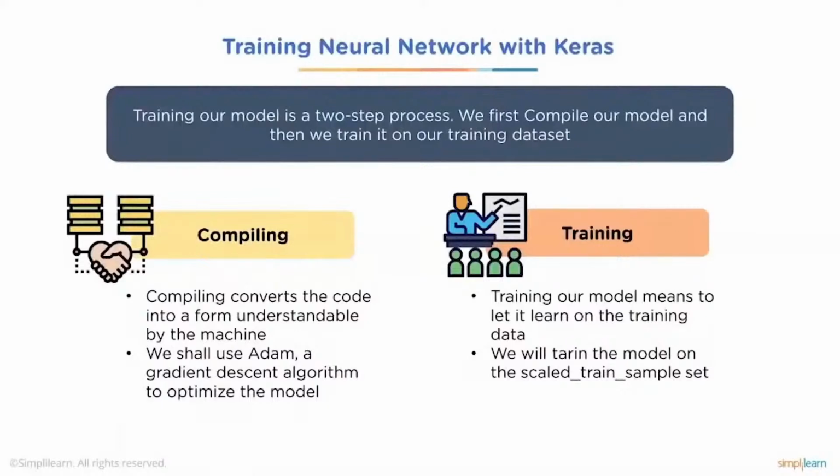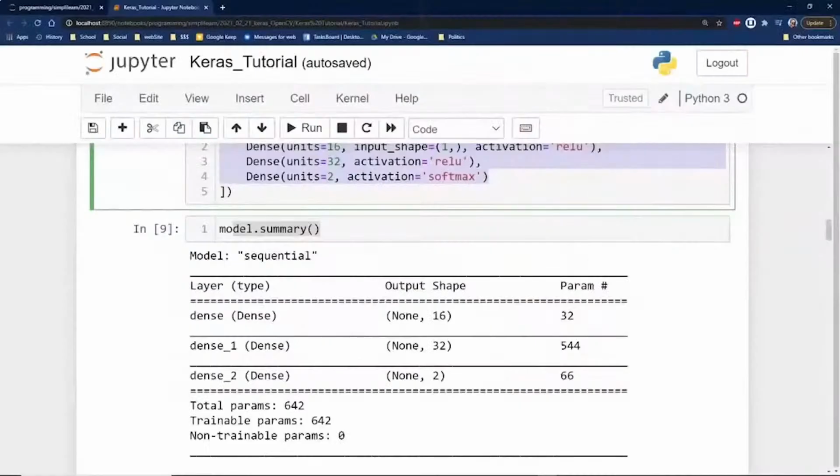Training our model is a 2-step process. We first compile our model, and then we train it on our training data set. Compiling converts the code into a form understandable by machine. We used Adam in the last example, a gradient descent algorithm, to optimize the model, and then we trained our model, which means we let it learn on training data. I actually had that a little backwards there, but this is what we just did. If you remember from our code we just had, let me go back here.